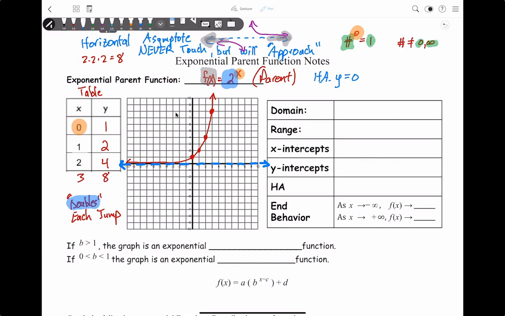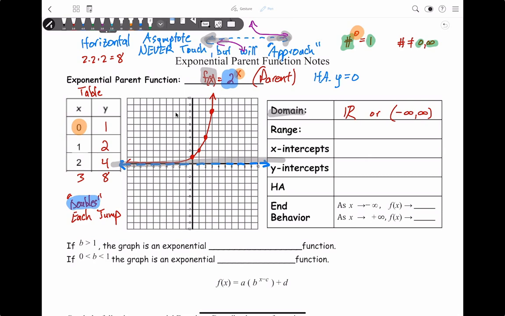Let's look at the red graph and describe its domain. The domain that you see is all real numbers, okay? You can just say all real numbers, or you can say it in interval notation, negative infinity to positive infinity. That is all the x values where the red graph actually exists.